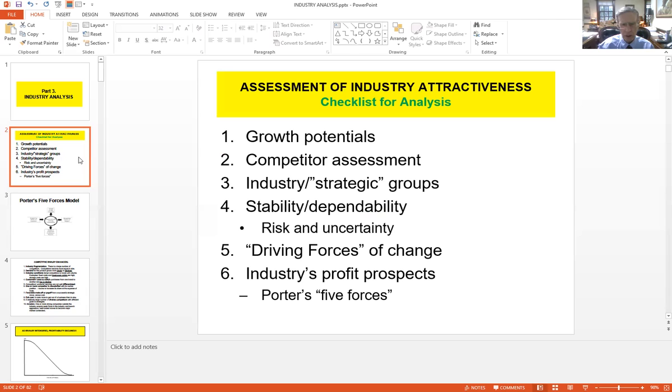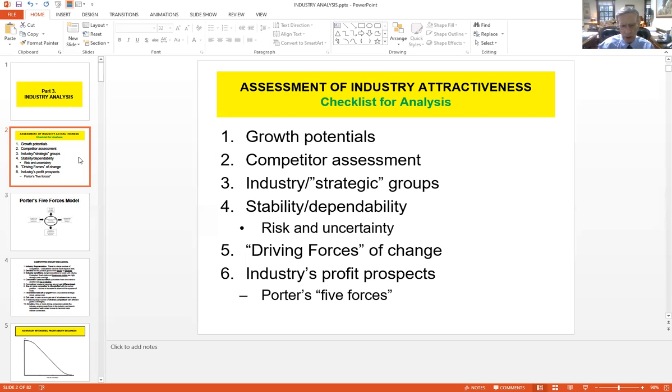So how volatile or stable is the industry? Is this an industry where you can do long-range planning, or are things happening so fast, changes occurring so fast, that it's more difficult to do long-range planning? What are the driving forces of change? What sort of things are occurring, perhaps in technology, that make changes in this industry happen? And finally, what are the profit prospects or the profit potential of the industry?